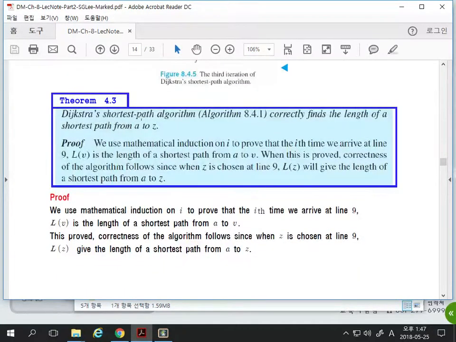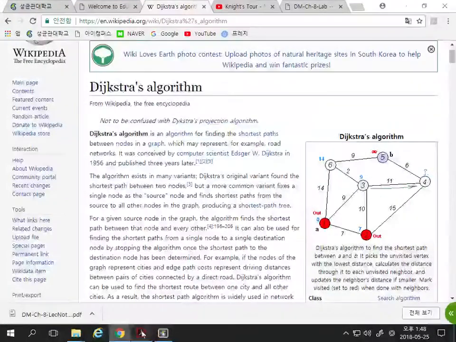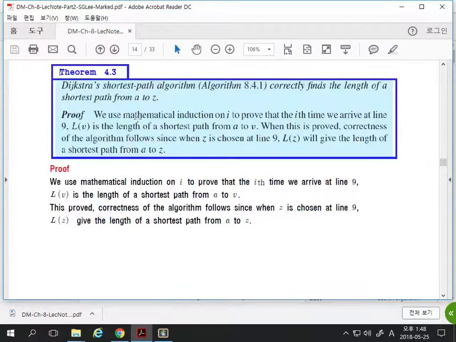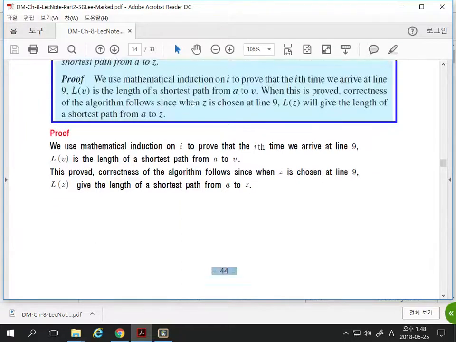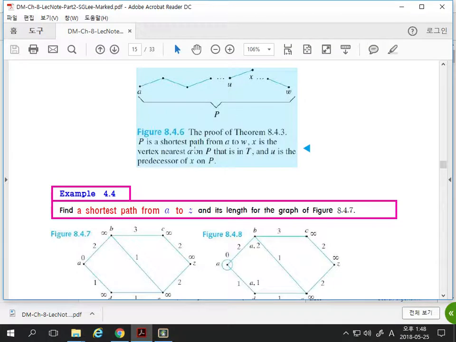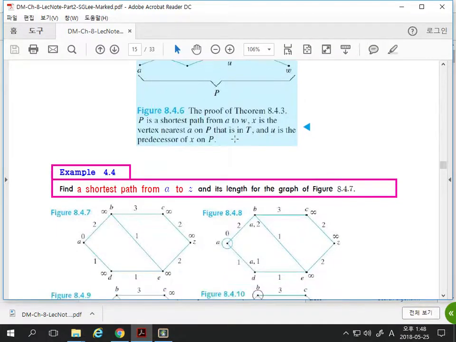Next, Dijkstra's shortest path algorithm correctly finds the length of the shortest path from A to G. This is a theorem and proof. The algorithm that we introduced and that you saw here really works correctly to find the shortest length, and it has been proved. So now you can use this algorithm to find the shortest distance. Okay, and this figure shows how the algorithm works.